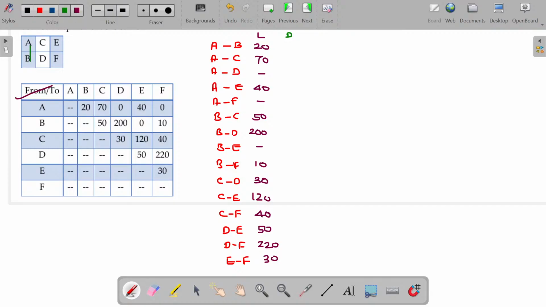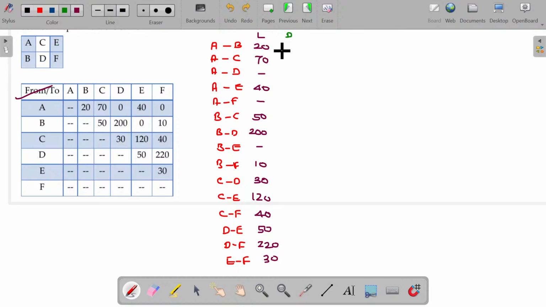A to B, one distance. A to C, one distance. A to D, you cannot go cross. So what you have to do? 1, 2. That's how you can name it. 2 distance. A to E, 2 distance. A to F, 1, 2, 3, 3 distance.